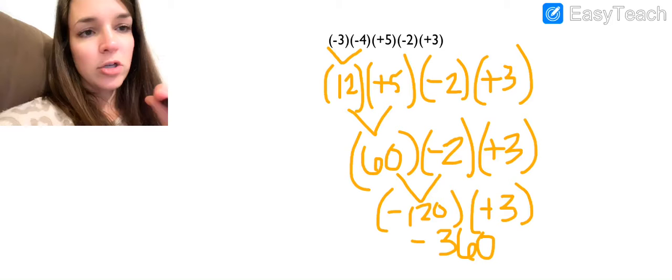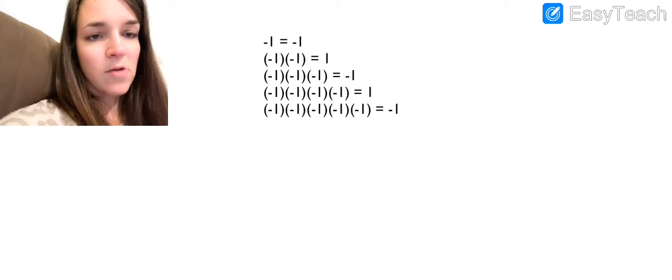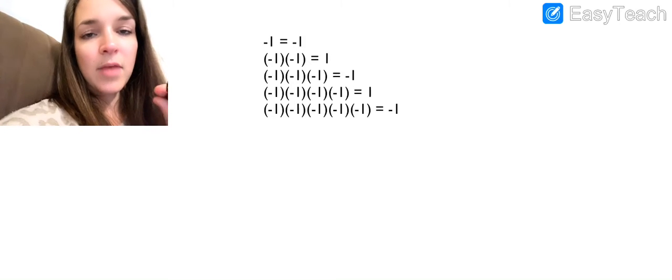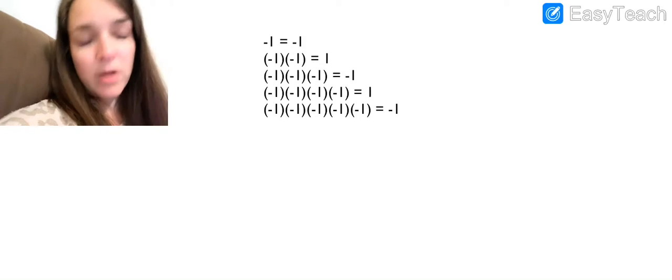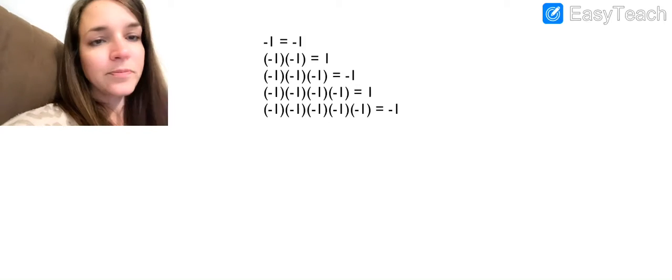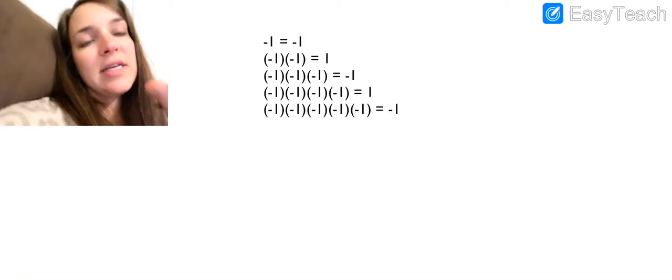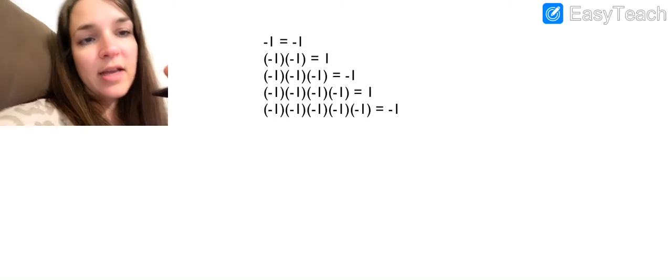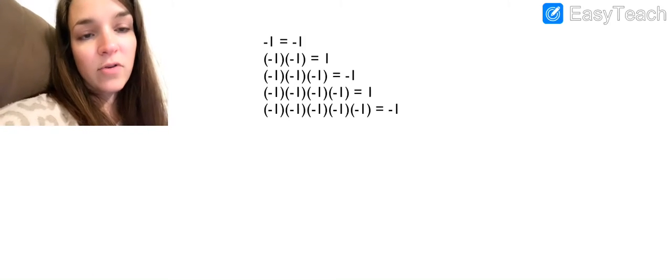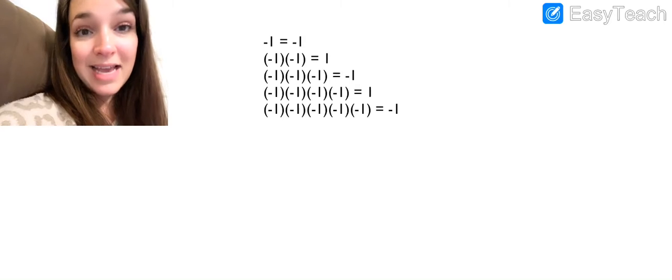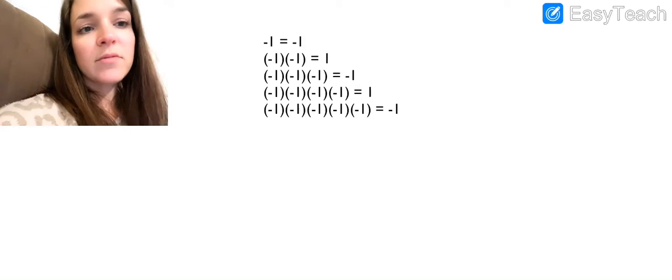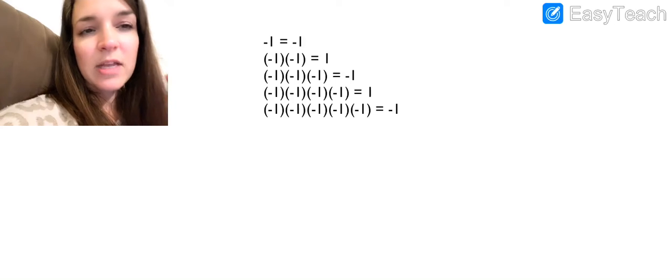This pattern is going to help you double check yourself. Let me pull it up. Here we go. Now we're going to look at what happens when we start multiplying multiples of -1. The first one, -1 just equals -1, obviously. The next one, multiplying 2 negatives gives me a positive. Then multiplying 3 negatives, -1 times -1 times -1, gives me a -1. 4 gives me a positive, 5 gives me a negative.